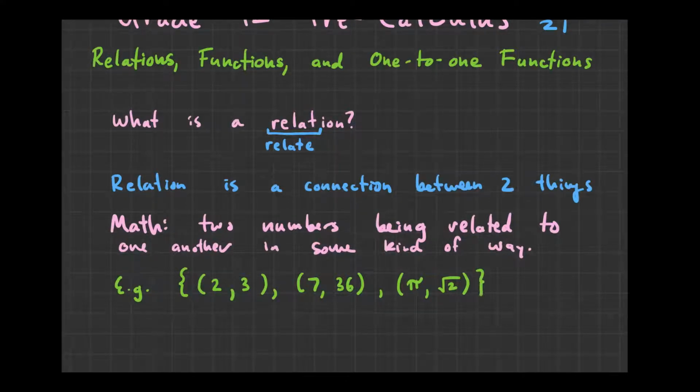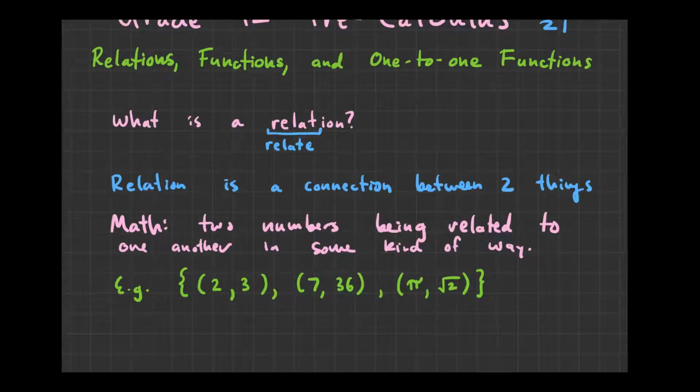And this would say, now we're concluding. That is the end of all the numbers we want to have related to one another, and we're done. So this would be an example of a relation. Just several numbers that are related to one another. So in this case, I would say that 2 and 3 are related. I would say that 7 and 36 are related, and I would say pi is related to the square root of 2.